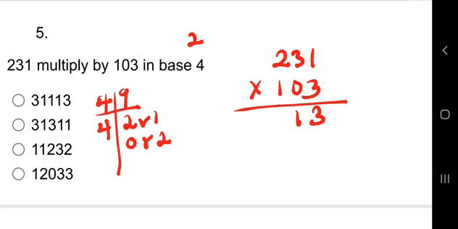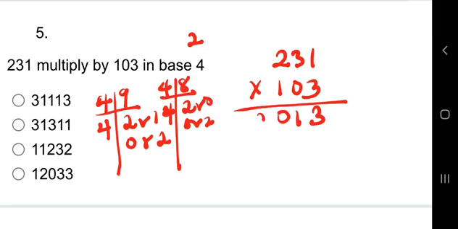3 times 2, that is 6. 6 plus 2, that is 8. We also convert this 8 to base 4. So 4 here, 2 remainder 0. 4 here, 0 remainder 2. So that is 20. And we have 0 here, we carry 2 here. So this will give us 000. Then the last one, 132.